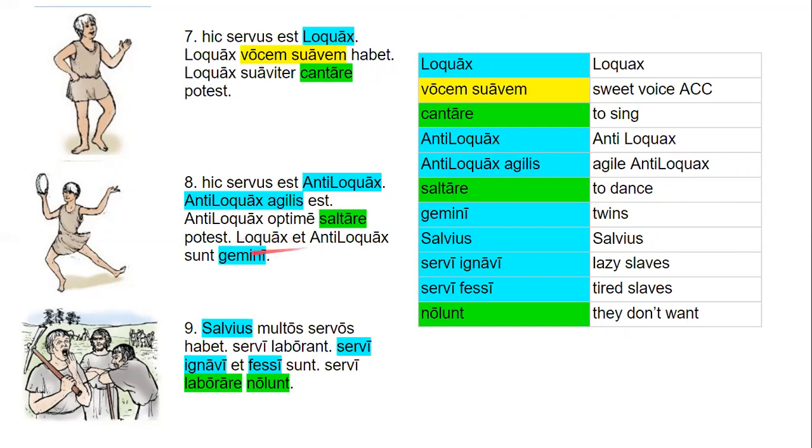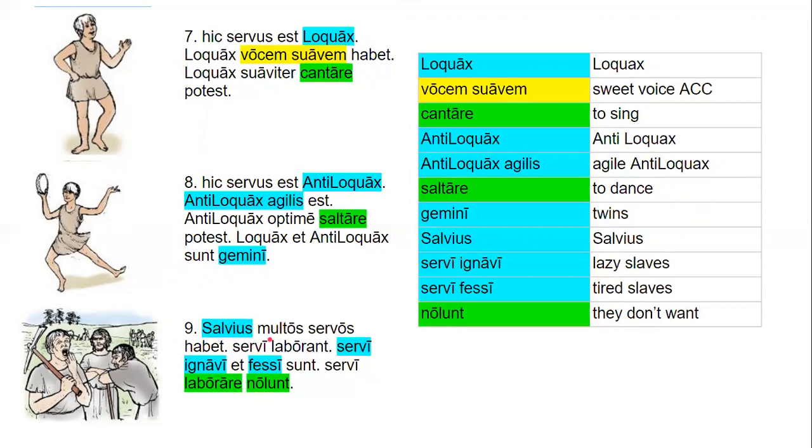Loquax et Antiloquax sunt gemini. So these are the two subjects. Loquax and Antiloquax are brothers. They're twins. Okay, and also, by the way, their names. Loquax means talkative. You might know the word loquacious, so that indicates that he's a singer. Antiloquax means more or less against talking. So he's not a talkative fellow, and that's why he's a dancer. There's a little bit of fun in these names sometimes.